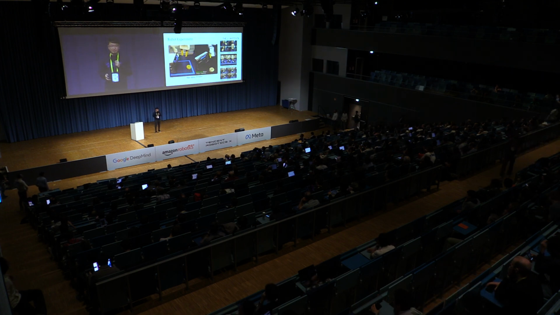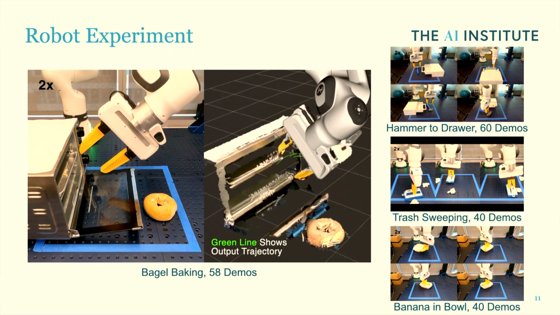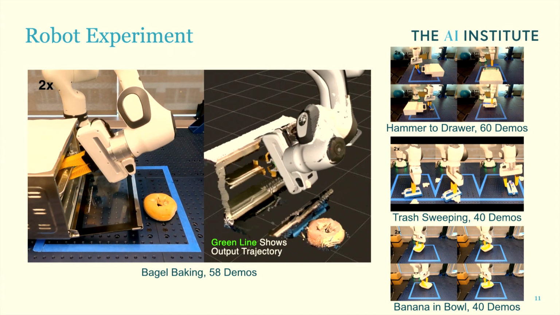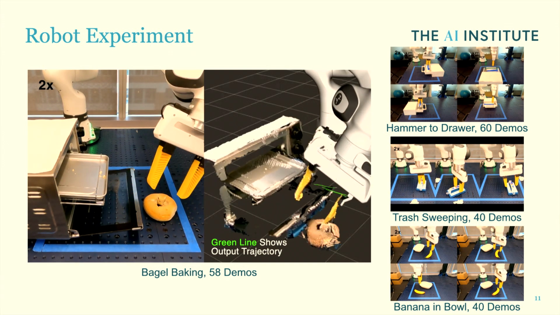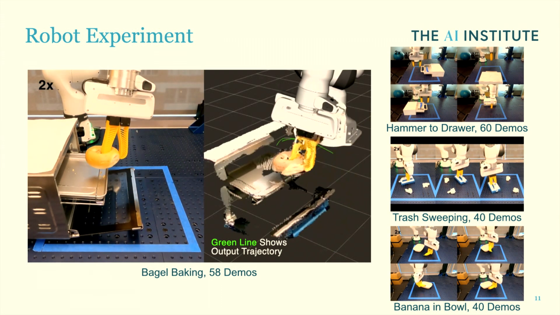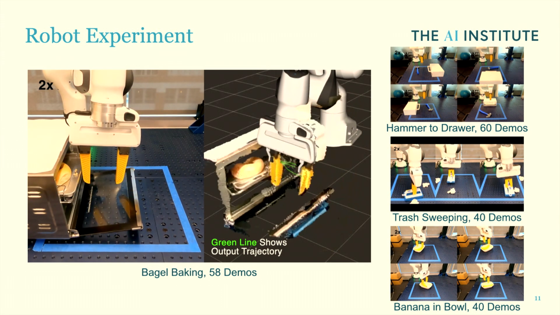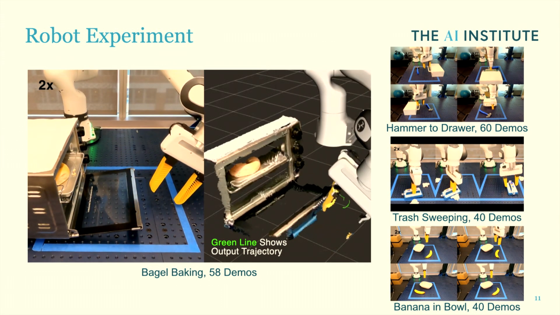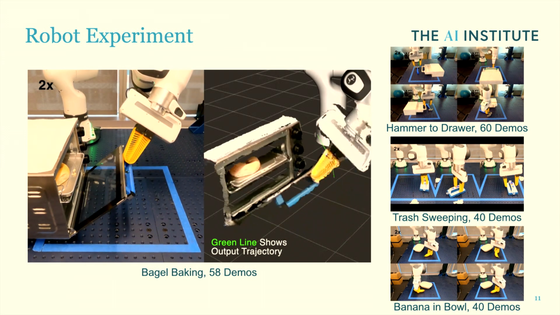We further perform several robot experiments, including a very complex bagel baking task, where the robot needs to open the oven door, pull out the oven tray, pick up the bagel, put the bagel on top of the tray, and then close the oven door. It is a very long time horizon task, but we were able to train a successful policy using only 58 demonstrations. We also consider some other tasks, where all of them can be trained within 60 demonstrations.